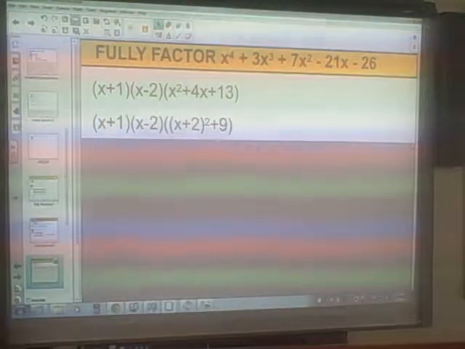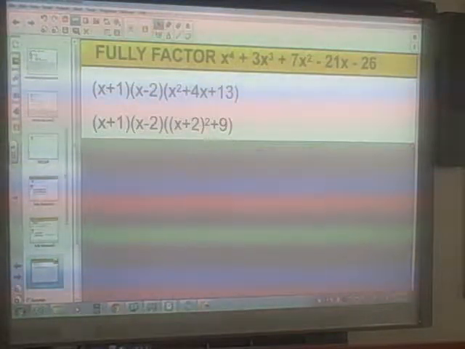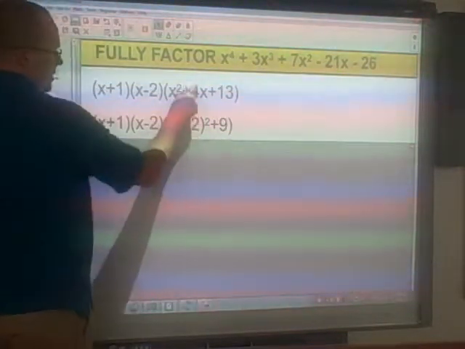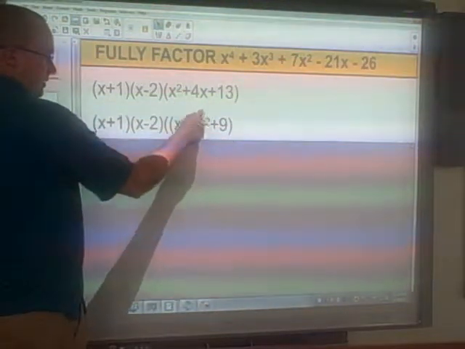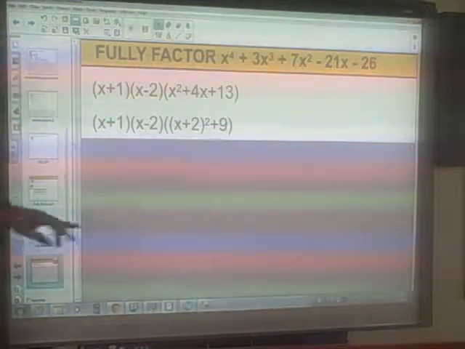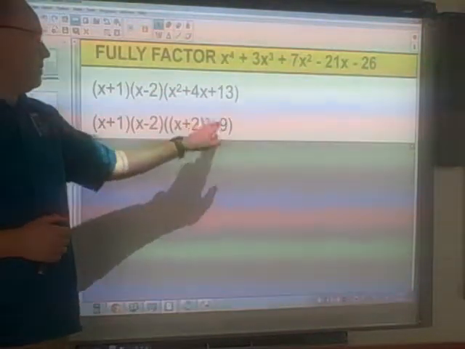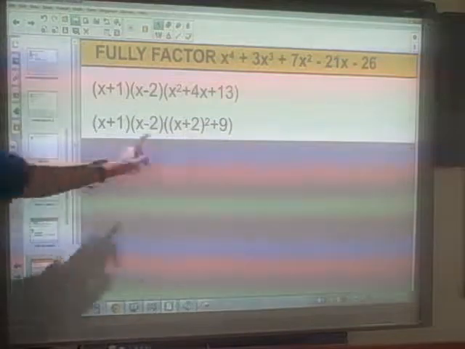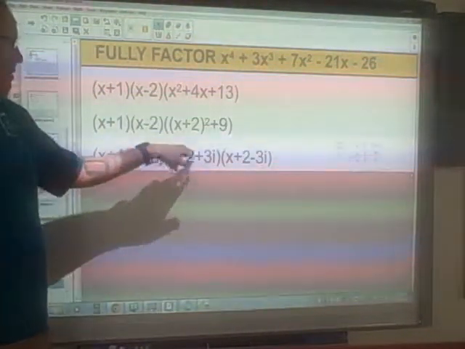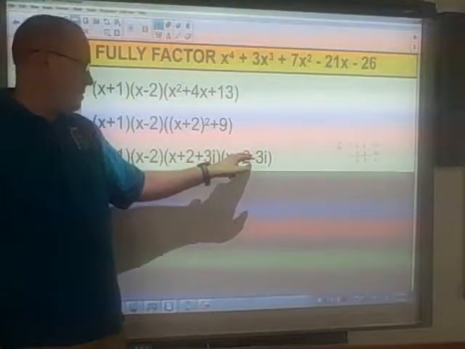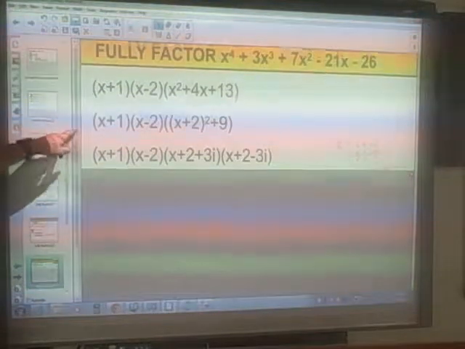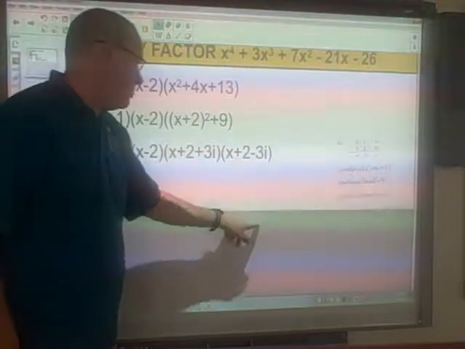And here's the clever step for this one. We're sort of completing the square here. So we've got x plus 2, half the coefficient of 4 is 2, 2 squared is 4, we don't want 4, we want 13, so we want to add on 9. But now both of these are perfect squares, x plus 2 squared plus 3 squared. So we can actually write this as x plus 2 plus 3i, x plus 2 minus 3i, using that difference of squares. So that's how we would go ahead and factor that.